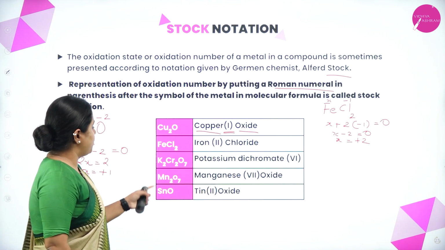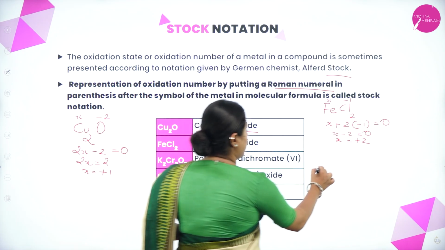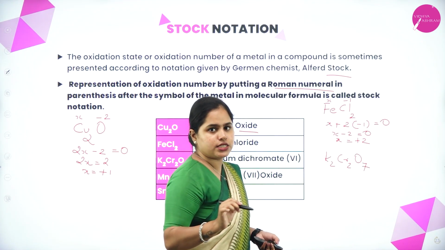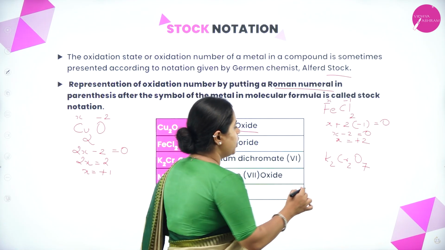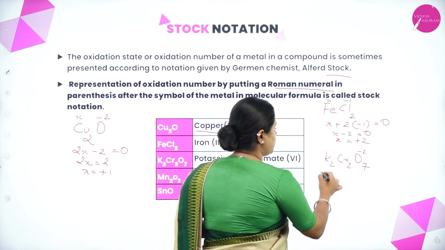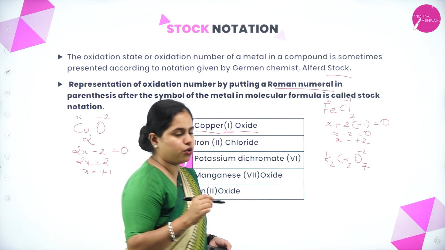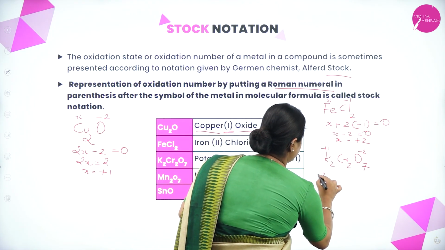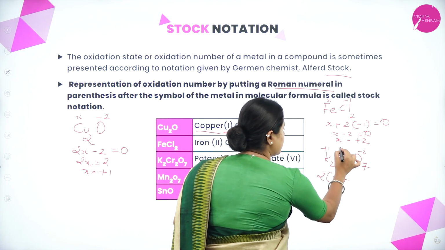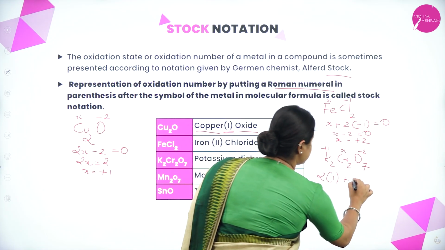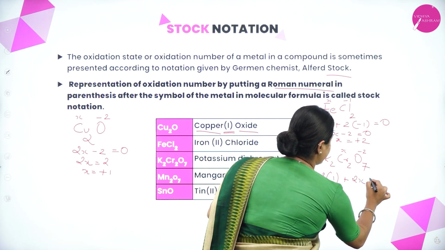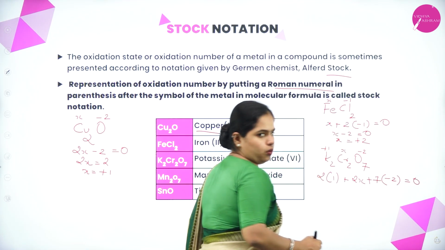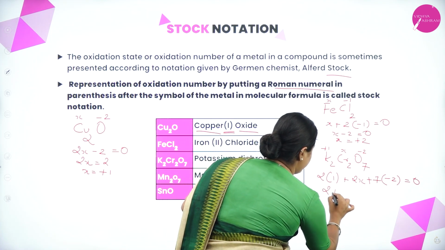Now moving on to the next one, that is potassium dichromate, K2Cr2O7. Again the first step is to calculate the oxidation number. For oxygen it is -2. For potassium, as it is an alkali metal, first group element, it is +1. How many atoms of potassium are there? 2. So 2 into 1 plus, we don't know for chromium, so we take it as X. How many atoms are there? 2. So 2X plus 7 into -2 will be equal to 0. So 2 into 1 is 2 plus 2X.